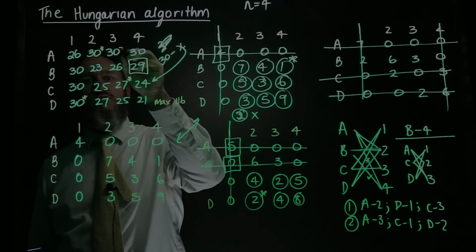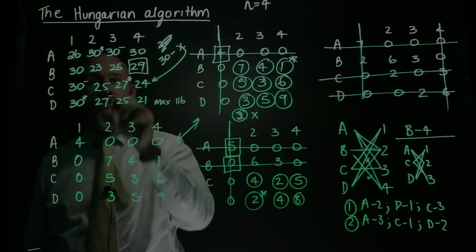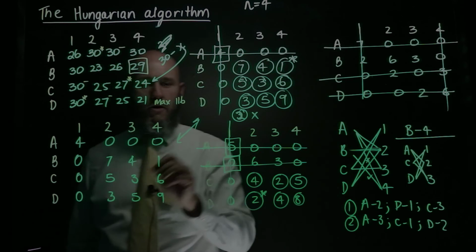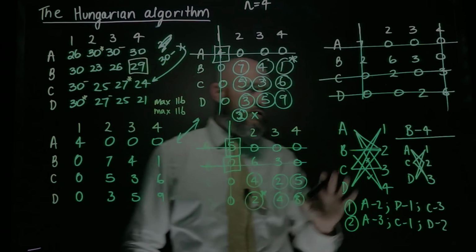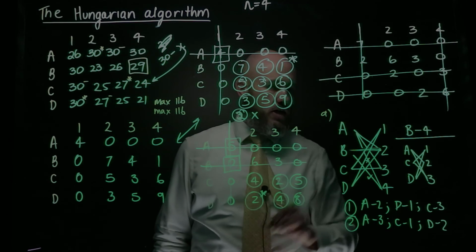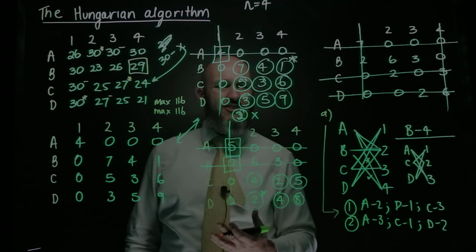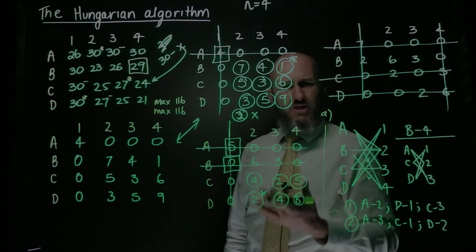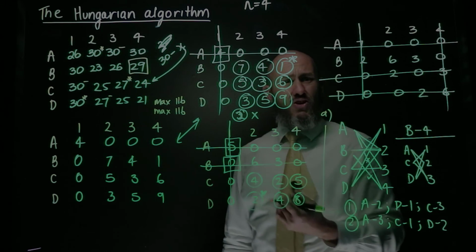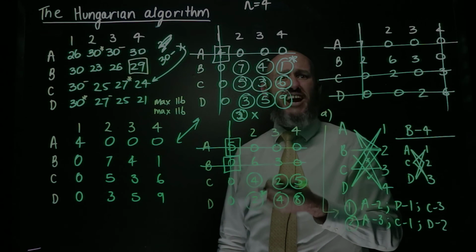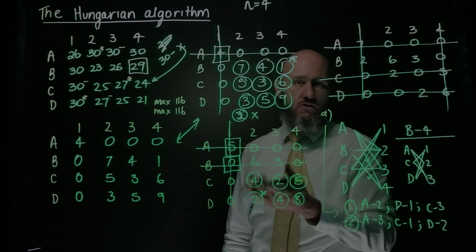So that would be A is 3, C is 1, and D is 2, which gives me 30 plus 30 plus 27 plus 29, which also has max 116. So you'll notice here that this is part A of the question done when we've done our allocations. And then our part B and C, we've kind of done them already. So part B says what is the maximum, and the maximum is 116. But if we go to the context, it's 116 times $10,000. So that would be 1.16 million pounds, sorry, not dollars.